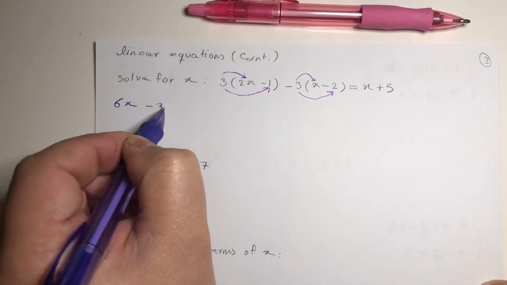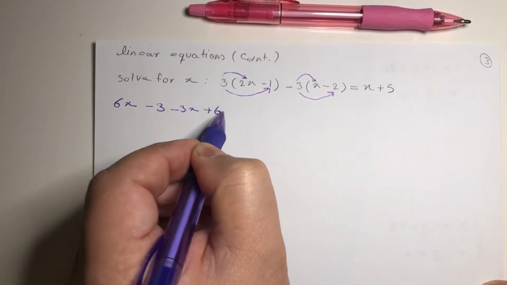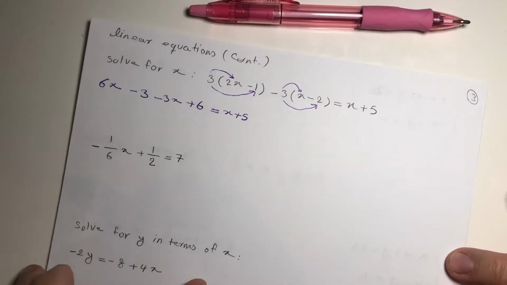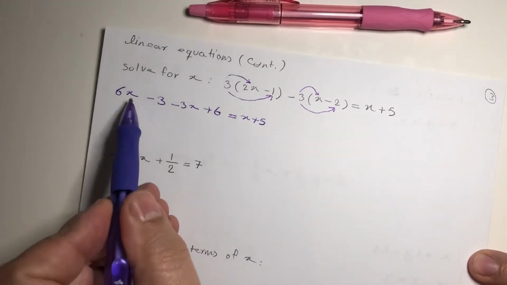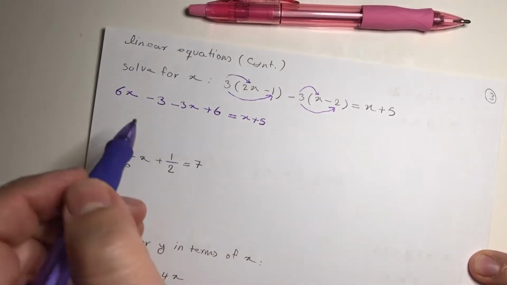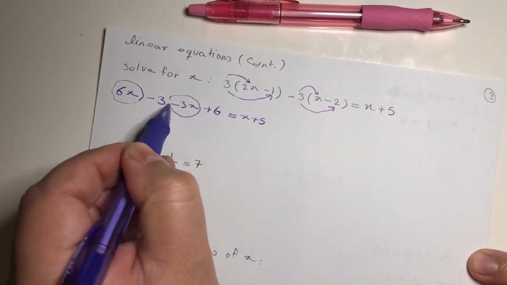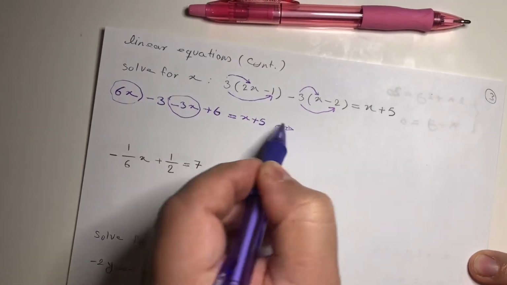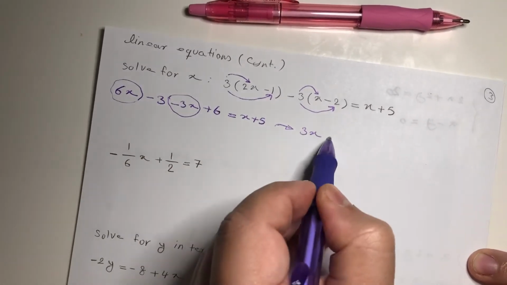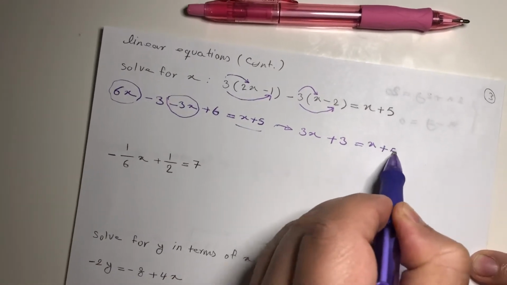6x minus 3 minus 3x plus 6 equals x plus 5. Now we continue to simplify these terms by finding similar terms and do the addition or subtraction. We have 6x here minus 3x, 3x, right? Minus 3 plus 6 plus 3 equals x plus 5.